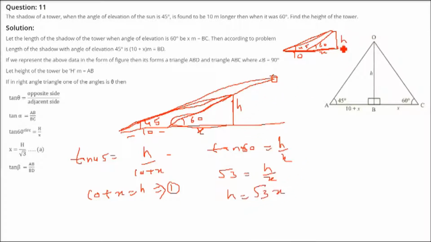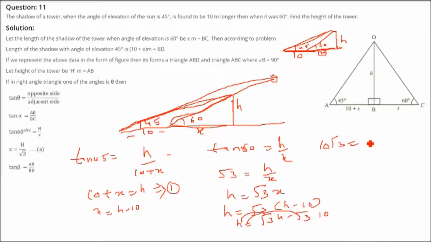And we have to find out the height of the tower, so we are going to eliminate x. So we'll put x as h minus 10 here from this equation. What do we get? h equal to root 3 h minus root 3 into 10, or 10 root 3. Let us bring this one here and this one here. So we get 10 root 3 equal to root 3 h minus h. Take h outside. Root 3 minus 1 into h is 10 root 3.